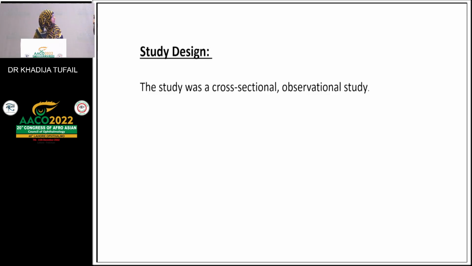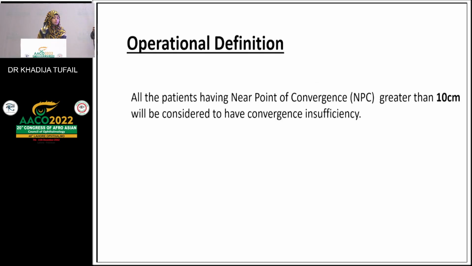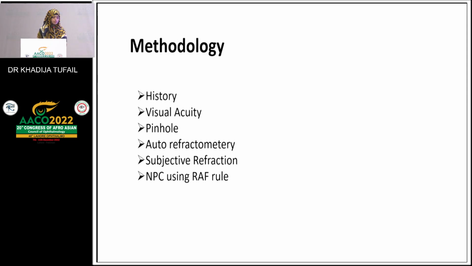So the study design was a cross-sectional observational study. So what was the operational definition for my study? All the patients having near point of convergence found to be greater than 10 centimeters will be considered to have convergence insufficiency. The normal range of the near point of convergence, according to different studies, some say 6 to 8 centimeters, some say 6 to 10 centimeters. So I took 10 centimeters as the margin point to find out the convergence insufficiency.